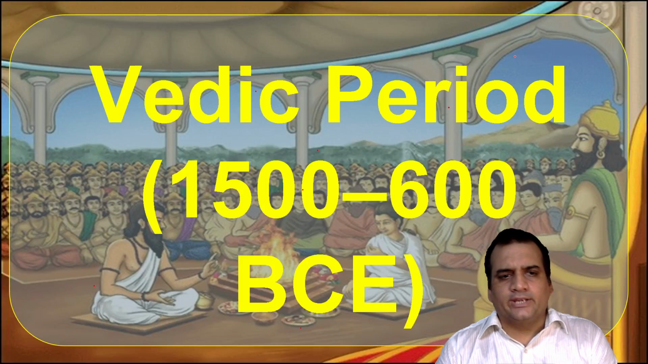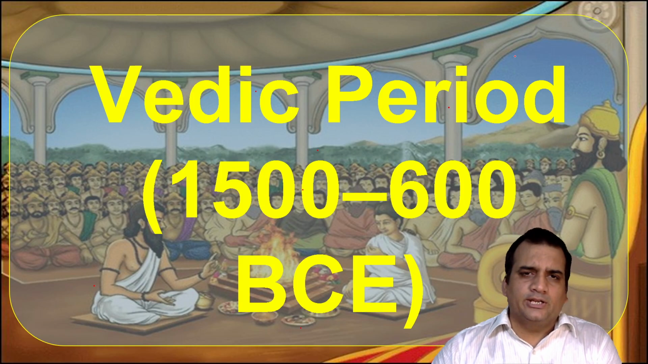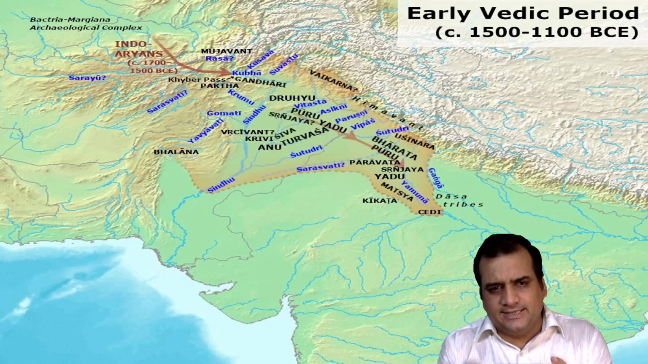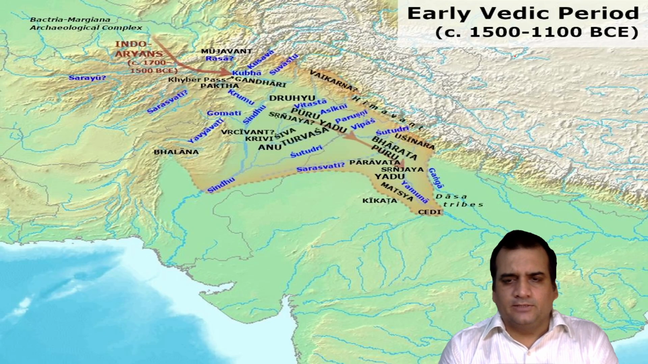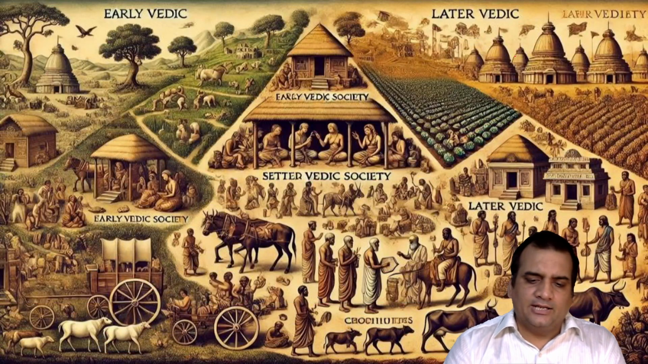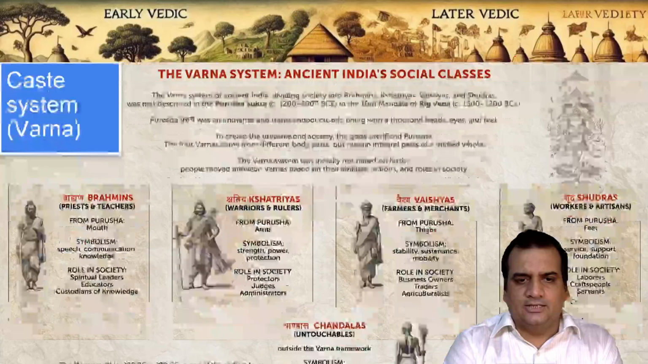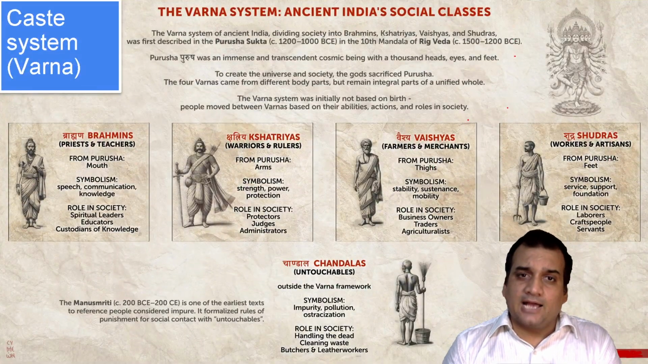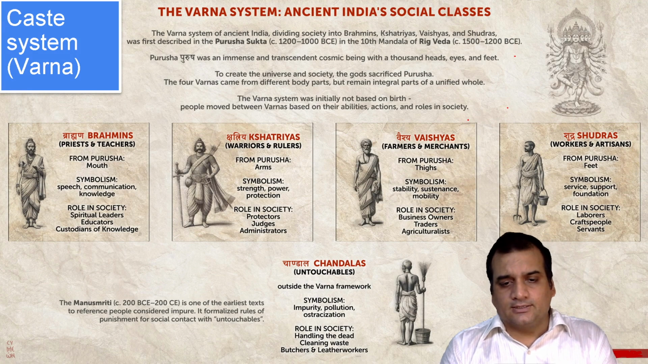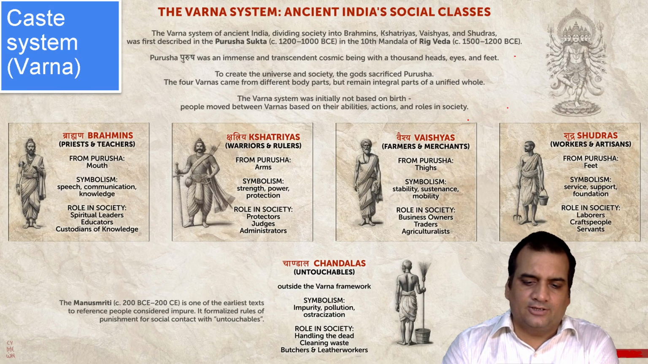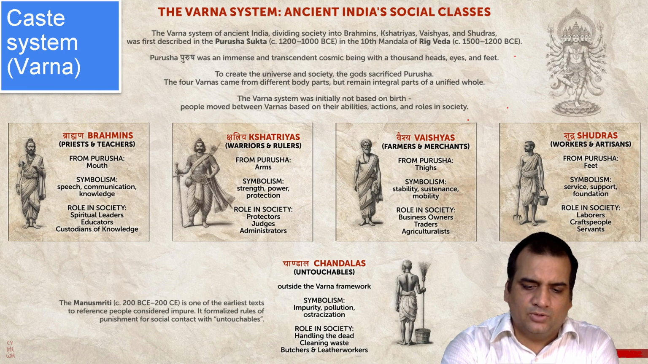Welcome, hardworking aspirants. Today we are going to study about the early Vedic period, and in it we will be seeing the map of the early Vedic period. Along with that, we'll also be seeing the society and what it comprised of, and the very famous caste system or the Varna system. It's always a trending topic because of reservation, caste census and all. So we'll try to get into a bit of detail of that.